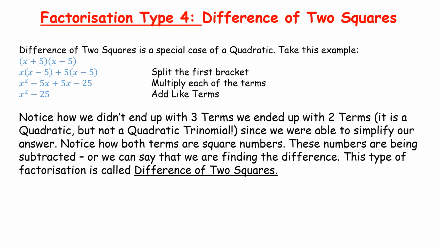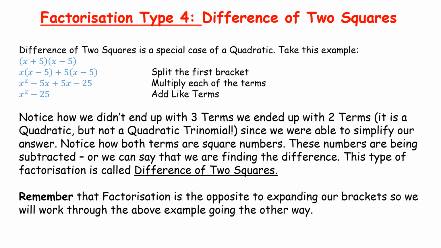So notice how we didn't end up with 3 terms, we ended up with 2, and this is called difference of two squares. My two answers, x squared and 25, both of them are square numbers, and it's a difference because there is a minus in between.